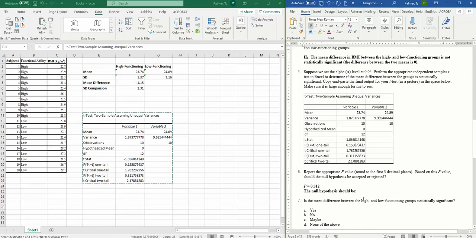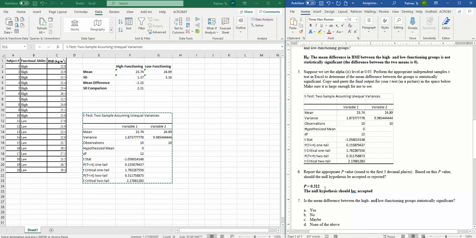Therefore, what are we going to do? If the p-value is greater than the alpha level, and in this case the alpha level is 0.05, 0.312 is greater than 0.05, we are going to accept the null hypothesis. The null hypothesis should be accepted here. Why? Because our p-value of 0.312 is greater than our alpha level of 0.05.